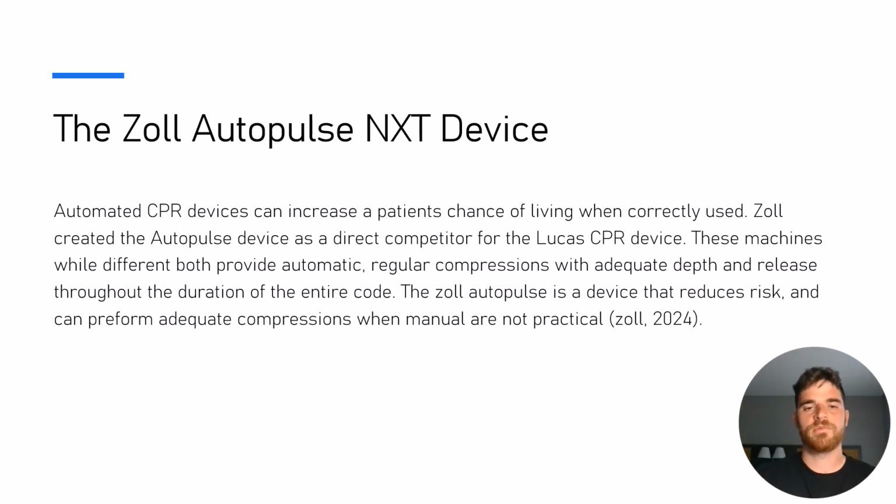So the Zoll Autopulse NXT device is the device we are talking about today. It's an automated CPR device that can increase a patient's chance of living when used correctly. Zoll created the Autopulse device as a direct competitor for the Lucas CPR device. These machines, while different, both provide automatic regular compressions with adequate depth and release throughout the duration of the entire code. Zoll Autopulse is a device that reduces risk and can perform adequate compressions when manuals are not practical.